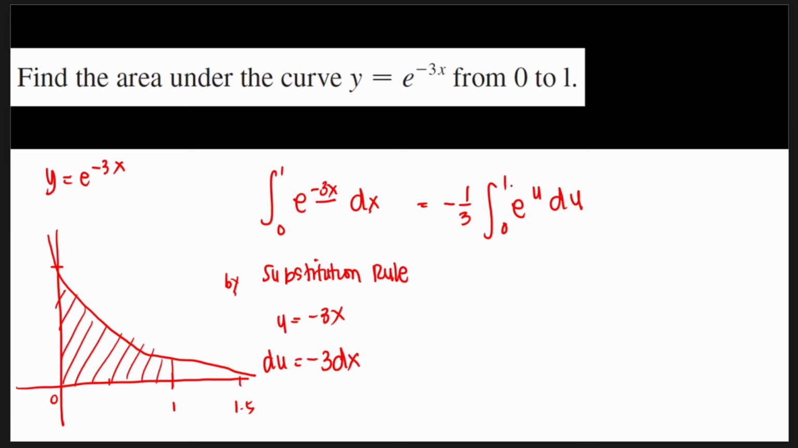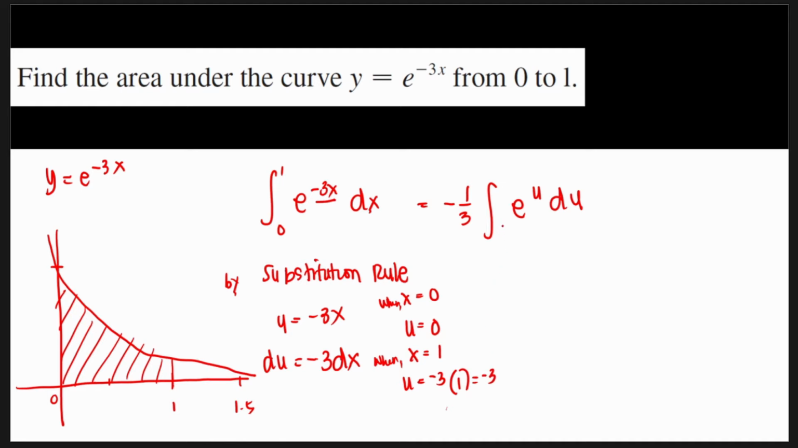So we also need to replace our limits in terms of our u here. When x is equal to 0, our u here is equal to 0. When x is equal to 1, our u here is equal to negative 3 times 1, which is equal to negative 3.